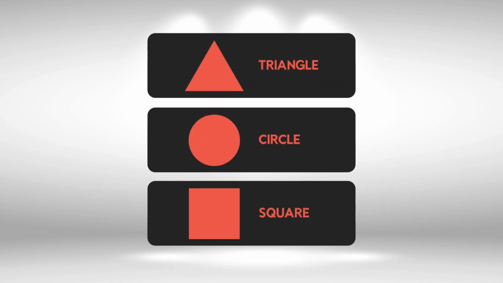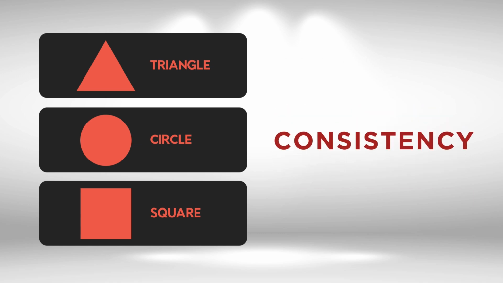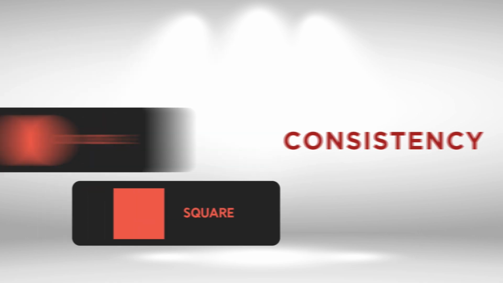Okay, now from these shapes, you can create combinations to represent the personality you have built. Whatever you choose, try to keep some consistency between your character and the shapes you use. The best way to understand consistency is with some examples. Let's take the villain from the earlier example.